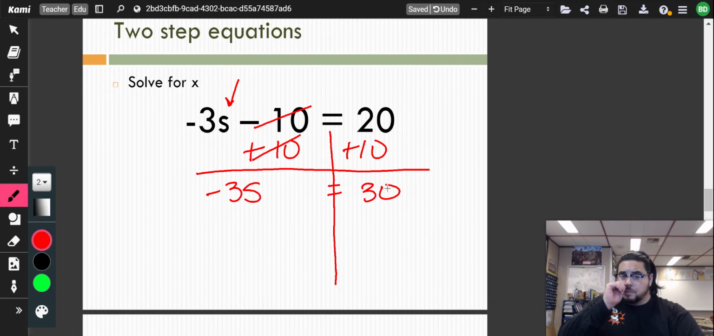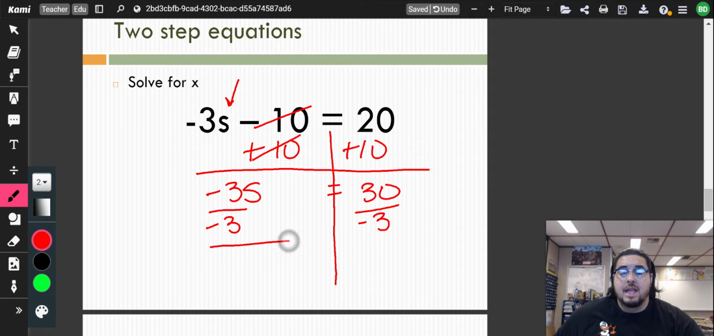Now, normally we would want to get rid of what's in front of s, and here I have a negative 3. The negative 3 is being multiplied by s, so I'm going to go ahead and divide by negative 3 all at one time. Okay, I'm going to divide by negative 3. And it's completely okay to divide by a negative number. There's nothing wrong with that. So the negative cancels, the 3 cancels, and s is left over.